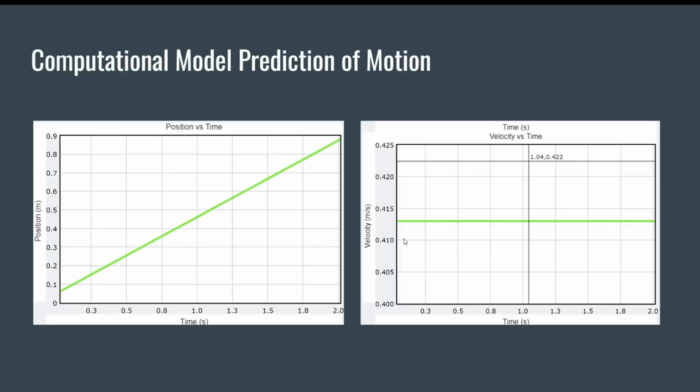Here's a graph of the computational prediction of motion. As you can see, the position is a straight line, linear, and the velocity is a completely horizontal line, which indicates that the velocity is constant and that there's no acceleration.